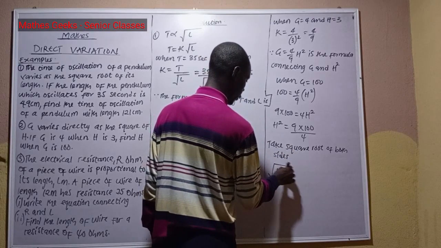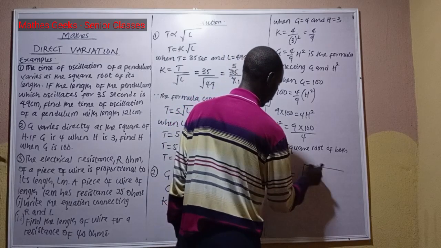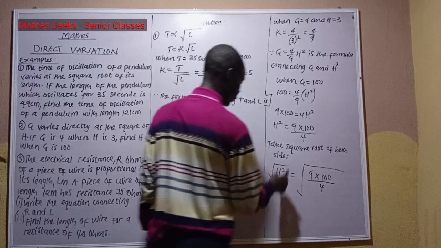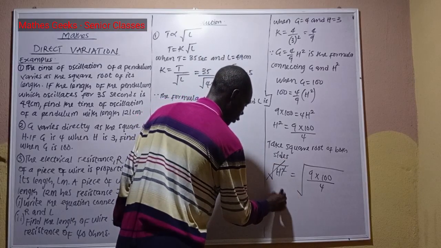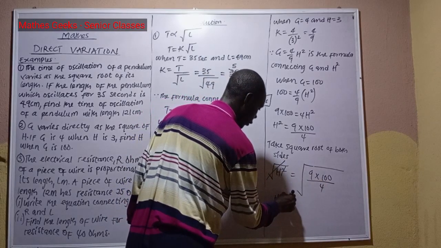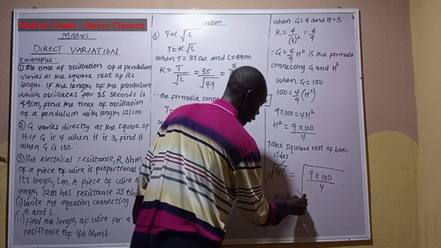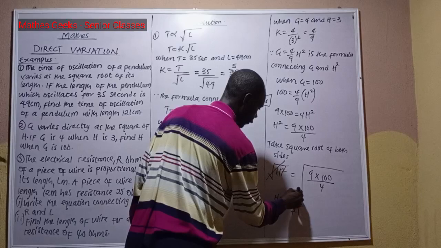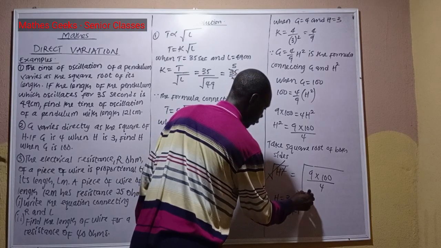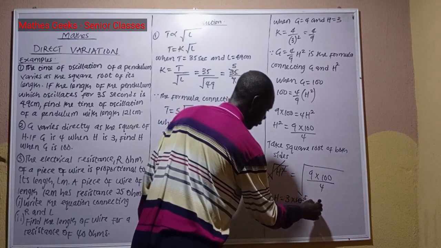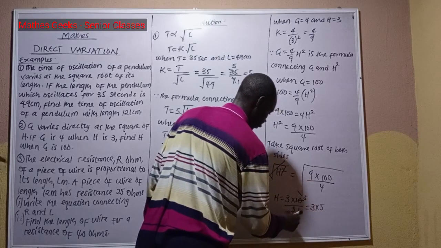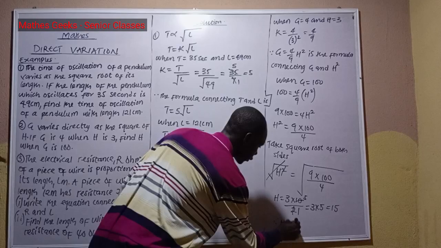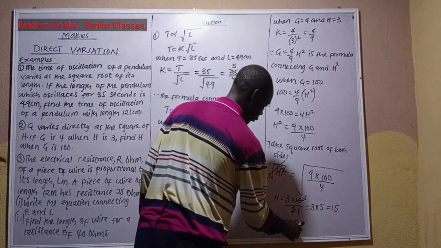Square root of h squared is the square root of 9 times 100 over 4. So cancel this. The square root of 9 is 3, the square root of 100 is 10, and the square root of 4 is 2. 2 here, 1; 2 here, 5. So 5, and 3 times 5 is equal to 15. Therefore, h is equal to 15.